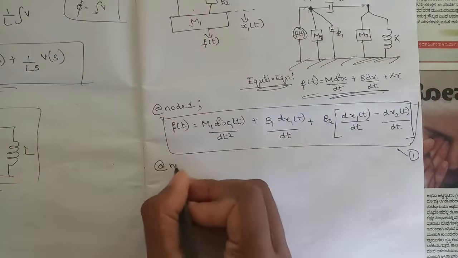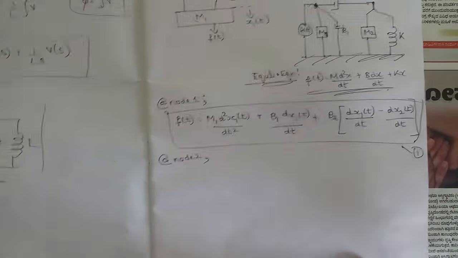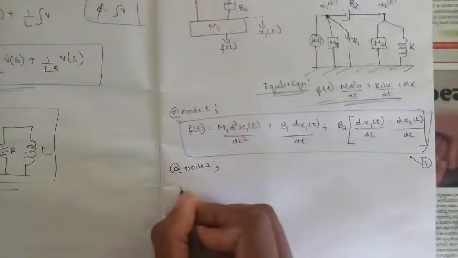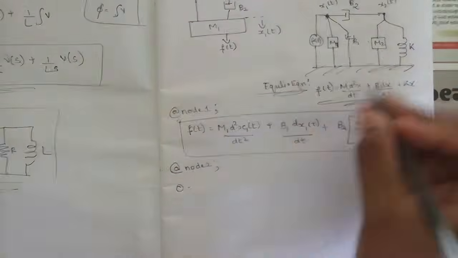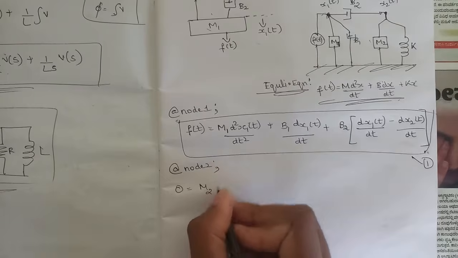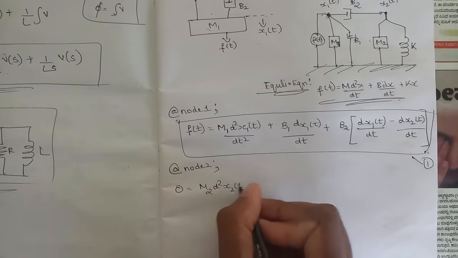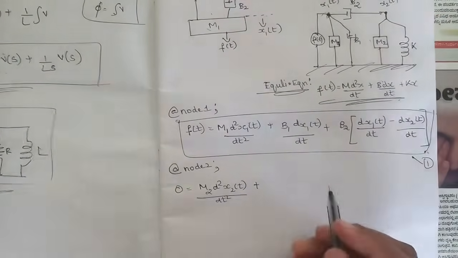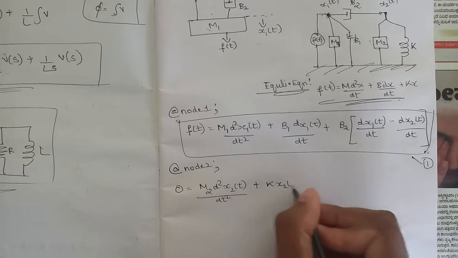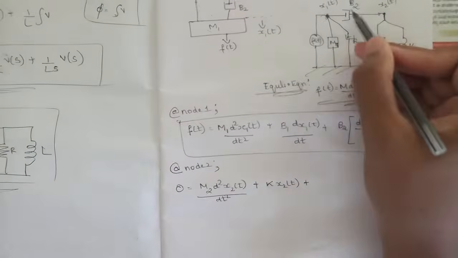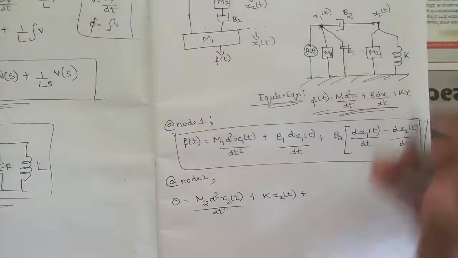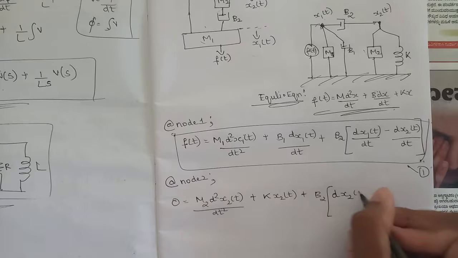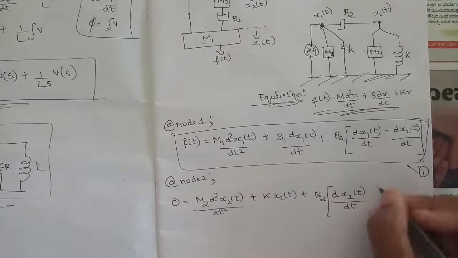So now at node 2, x2 of t, we can see that there is no force attached to it, so directly the force would be equal to 0. And now m2 is attached to d square, and displacement is x2 of t by dt square, plus we have a spring, that is k into x2 of t, plus we have again one more component b2 attached to this node, right? So again we need to write b2 into, now this time first we need to consider the displacement x2 of t, okay? We need to do x2 minus x1, not x1 minus x2.